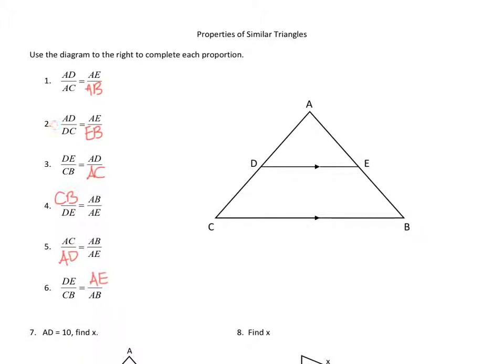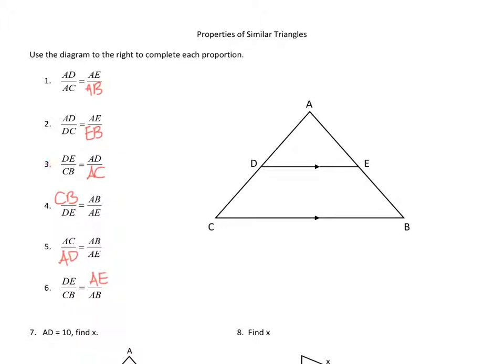Let's look at number 2. They compared AD and DC. So this piece of the left side comparing this piece of the left side. So that would be AE over EB. Now we're looking at the right-hand side of the triangle.